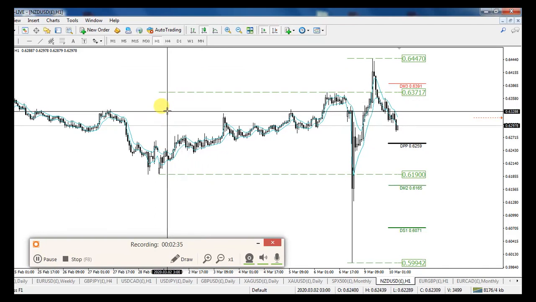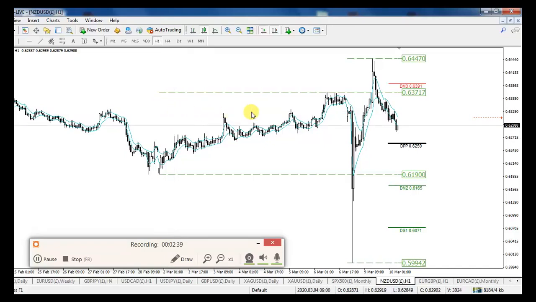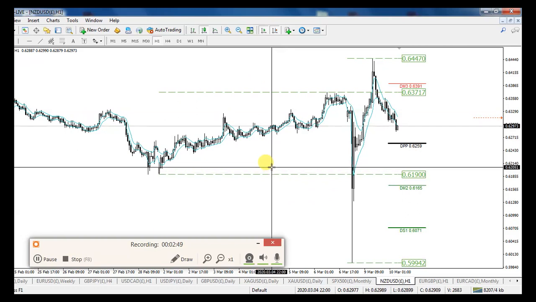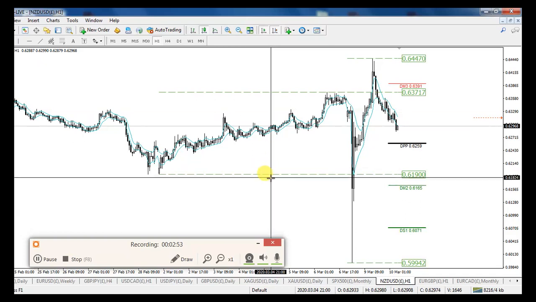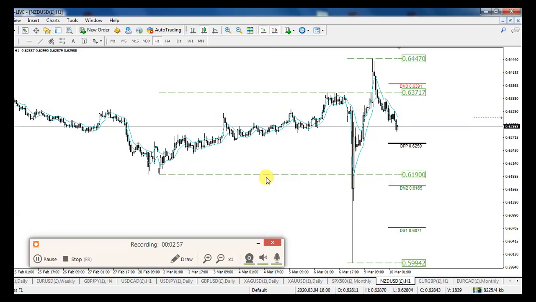So 63.15 will be around a 20 pip stop as well, but as for the reward, I will be holding this position to go lower, probably down to these lows first, 62.05, or even further down at the 61.60 area.